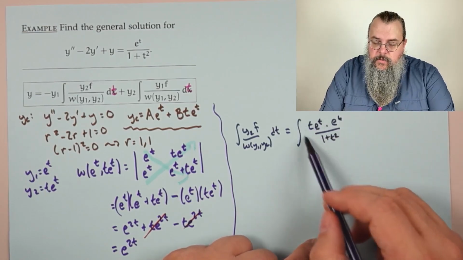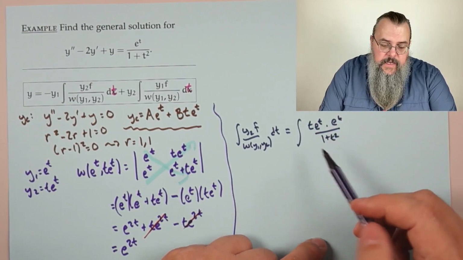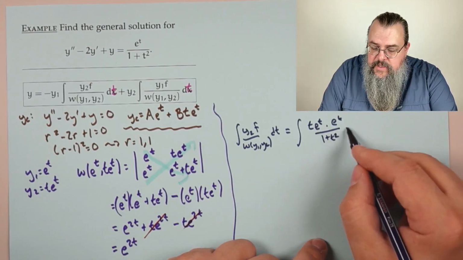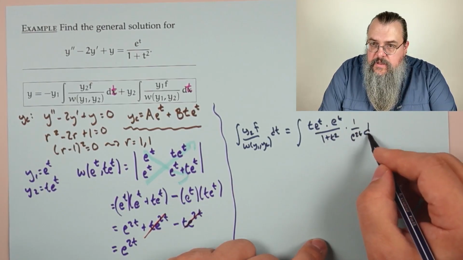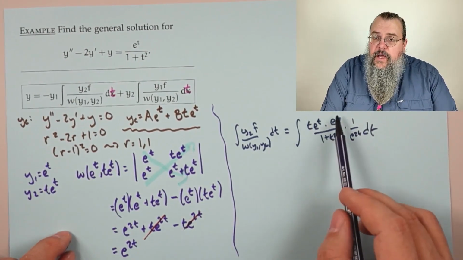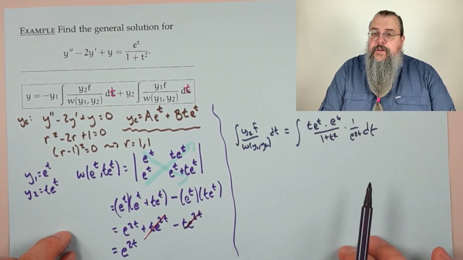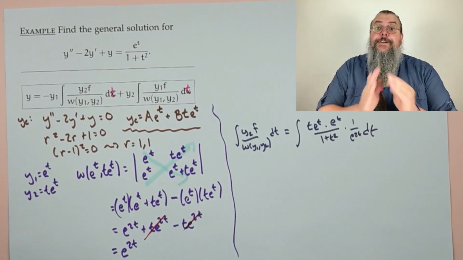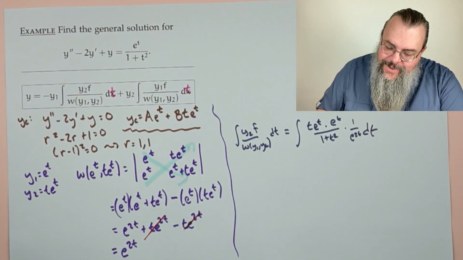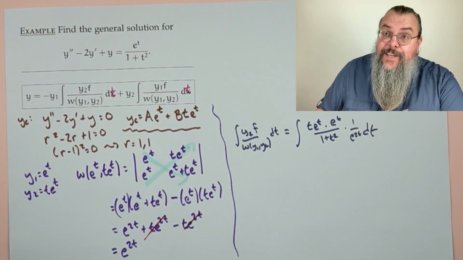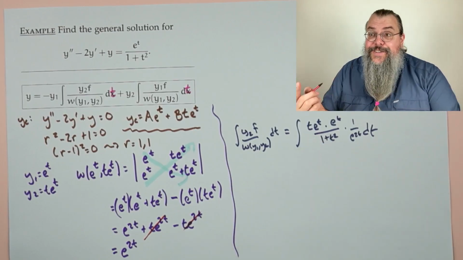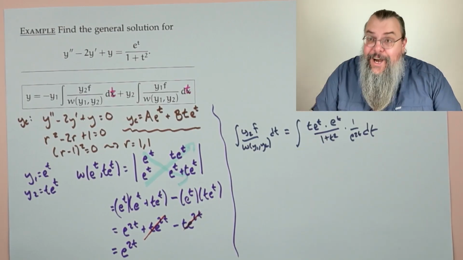All right, so there's our y2, here's our f, and now our Wronskian is downstairs, and it's e to the 2t. So I can write that as 1 over e to the 2t. All right, so we have our pieces, right? y2, f, Wronskian downstairs. Now, I hope something simplifies. And it does. Well, what simplifies? The e's. You have e to the t, that's e to the 2t upstairs. You also have e to the 2t downstairs.